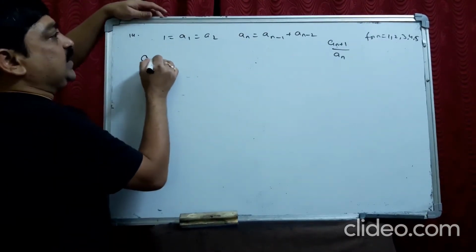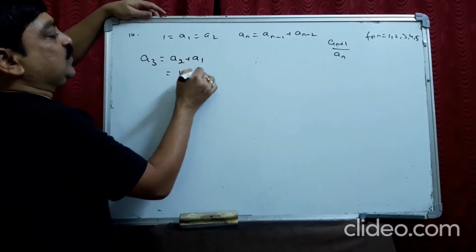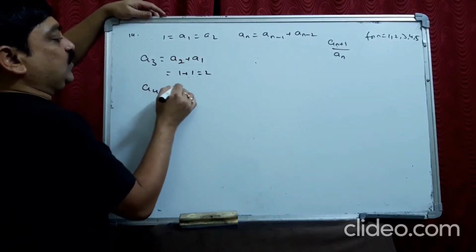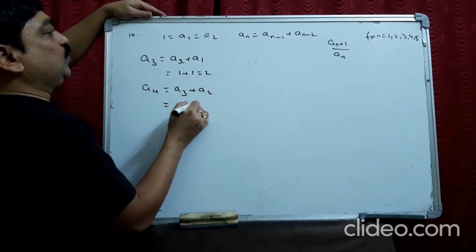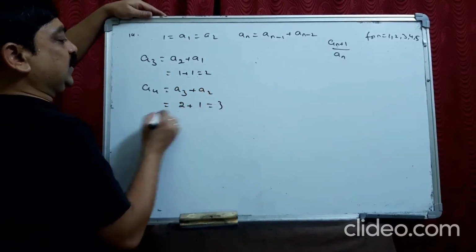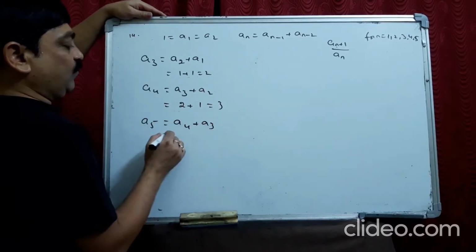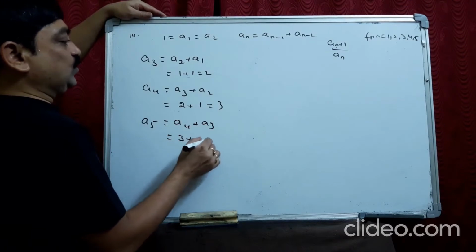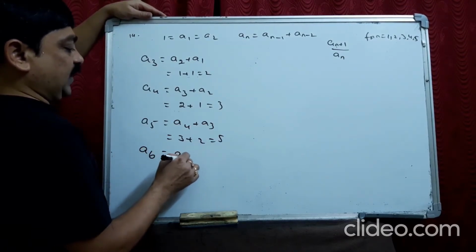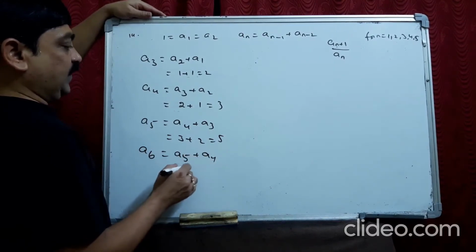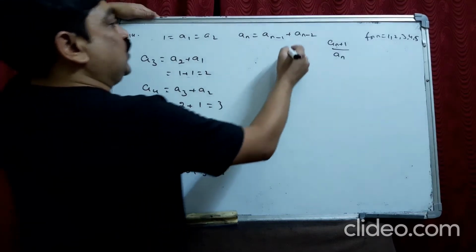So a3 is equal to a2 plus a1. That is 1 plus 1, 2. a4 equal to a3 plus a2. So 2 plus 1, 3. And a5 is a4 plus a3. 3 plus 2, 5. And a6 will be a5 plus a4. 5 plus 3. That is 8.